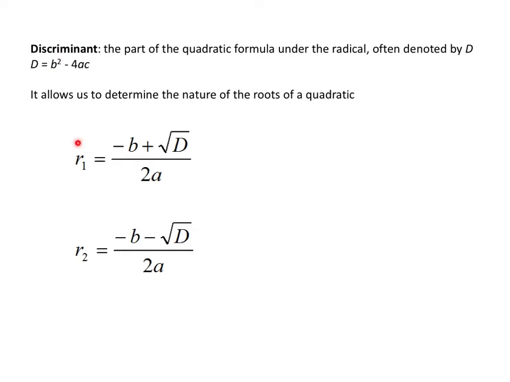So if you look at R1 and R2 here, those are the two roots of the quadratic. So we have negative b plus the square root of the discriminant, or b squared minus 4ac, over 2a. And the second root is negative b minus all of that. So anytime you do the quadratic formula and you write that plus or minus, you're really looking for two values, the one where you add, the one where you subtract.